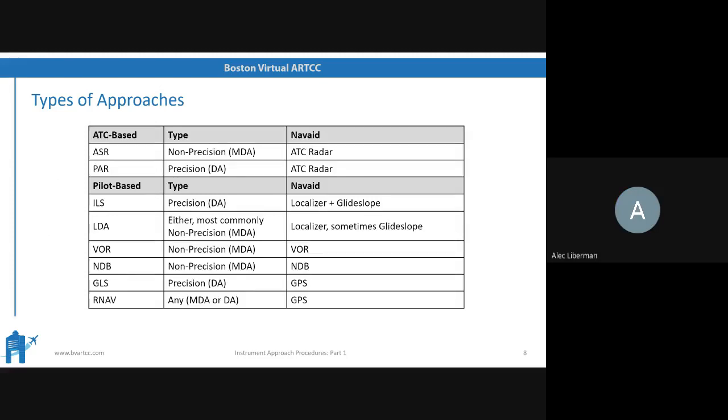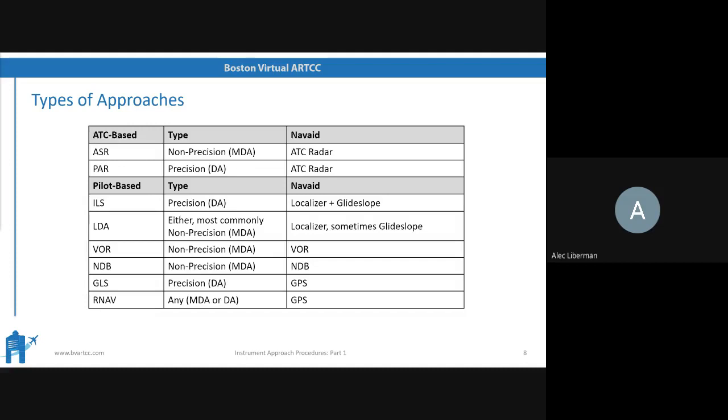Yeah, exactly. So we have several different types of approaches. Air traffic control based, these are exceedingly rare. You'd very rarely see these. You have an ASR, which is an approach surveillance radar. That's a non-precision approach with an MDA. Then you have a PAR, which is a precision approach radar. That's precision. It's a DA. Both use ATC radar. It is exceedingly rare to use both of these. You would really only try to use these if you had a total failure somewhere in the clouds and you just could not navigate on your own by any means.